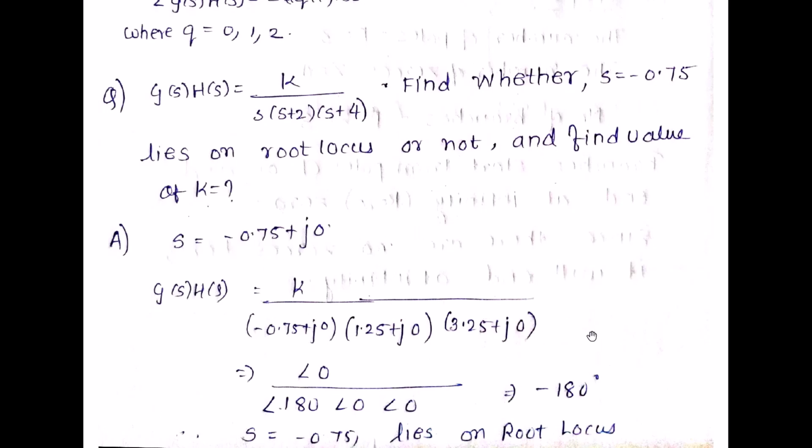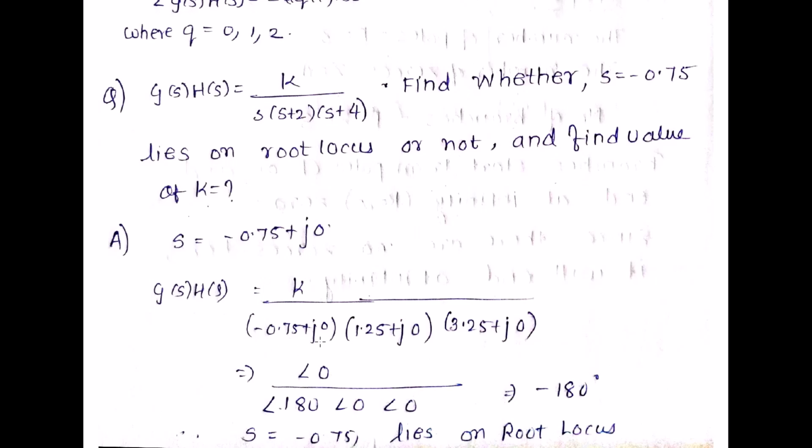Find out the angle of the complete G(s)H(s). The angle of K is 0. Here you have to know how to find the angle for x plus jy. So K plus j0 will have angle 0.